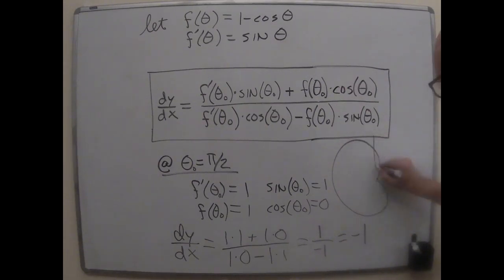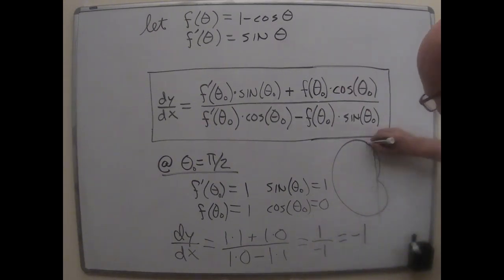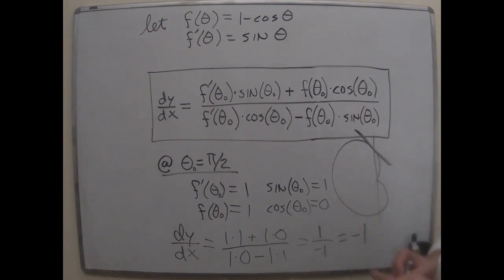Now, do you remember what the cardioid looked like? Yeah, terrible graph of it. I tried to draw it carefully before, but anyway, does that, as it crossed the y-axis up there, look like it might have a slope of minus 1? Yeah, it does.